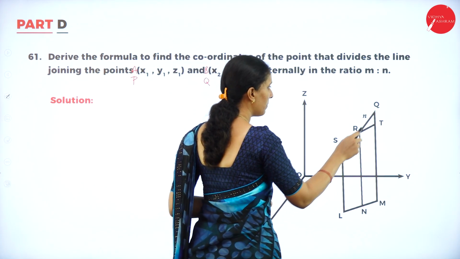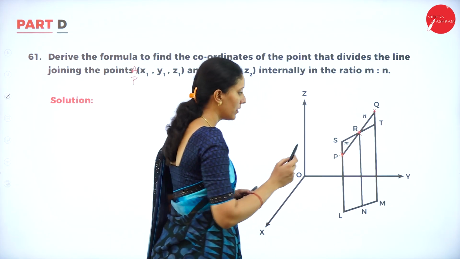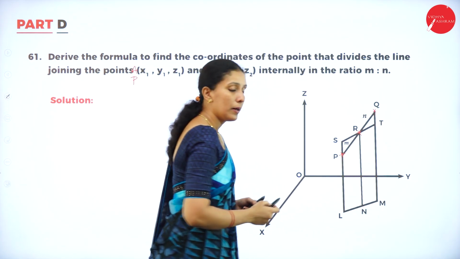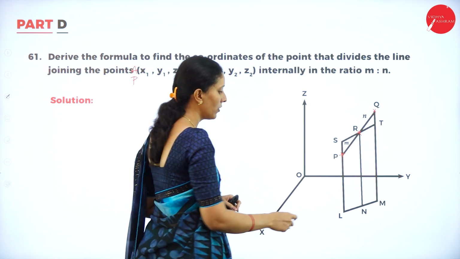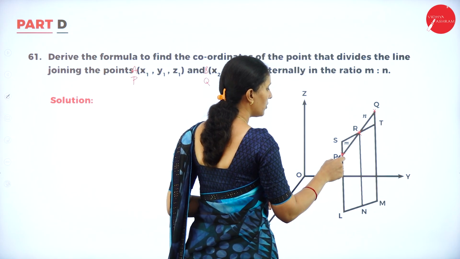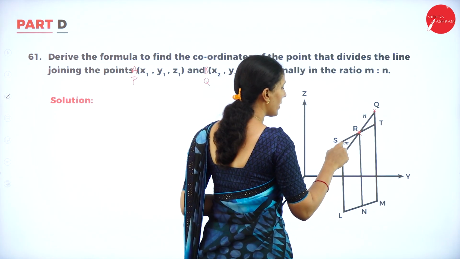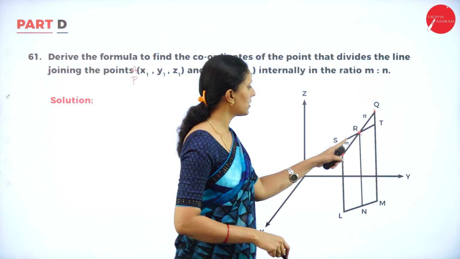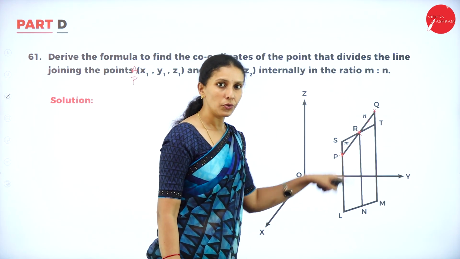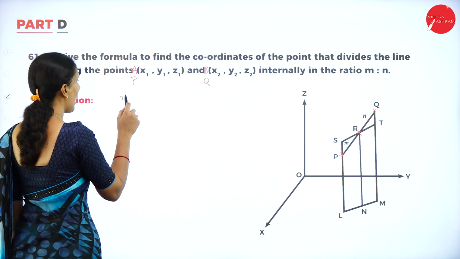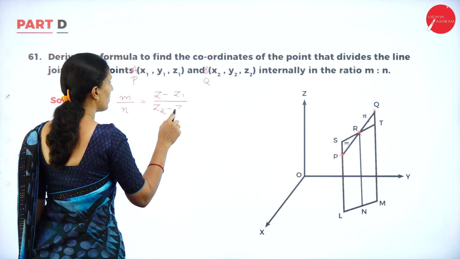Now here I have taken the line PQ. Let R be the point dividing the line in the ratio m:n. After that, draw PL, RN, QM perpendicular to the XY plane. Once you draw all these, join LM, and here you need to draw a line parallel to LM which passes through R, T. Then we have to join P and S here. So you will get 2 similar triangles here. One is PSR and another one is TRQ. Using these 2 triangles, using the similarity, we have to find out m by n in the form of z minus z1 divided by z2 minus z.